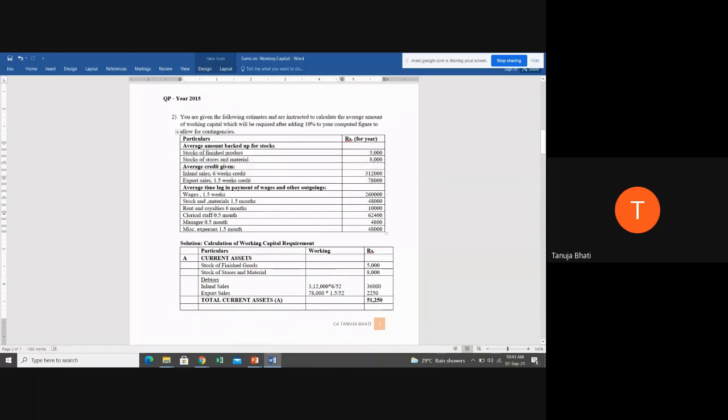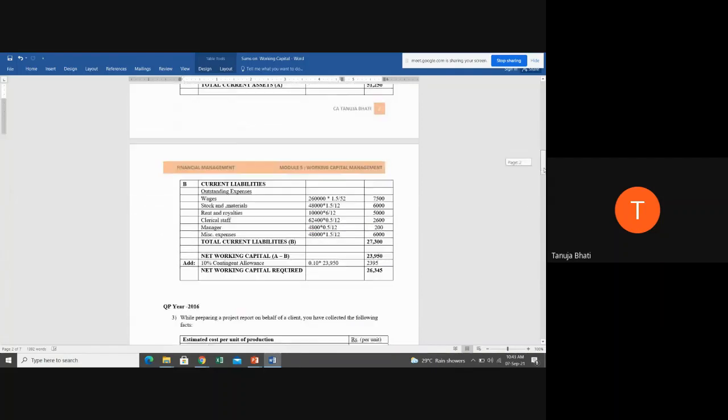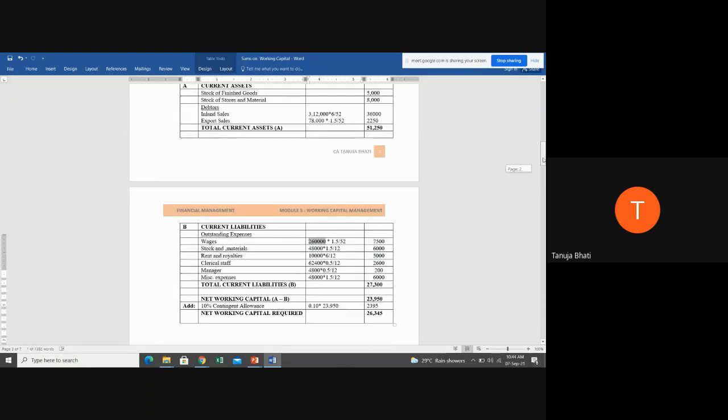Now comes the current liabilities. So outstanding wages, outstanding stock and materials, rent and royalties, clerical staff, manager and miscellaneous. So how do we have to solve it, students? Take current liabilities, write their outstanding expenses. Under that, all this will come. So take that amount of expense into the credit period that is given.